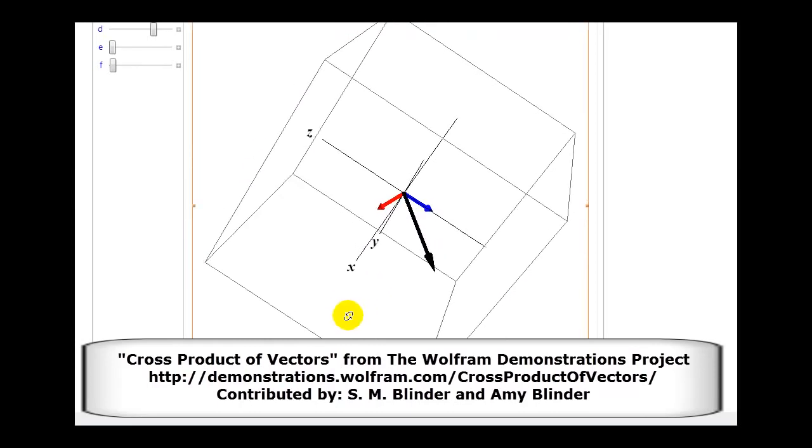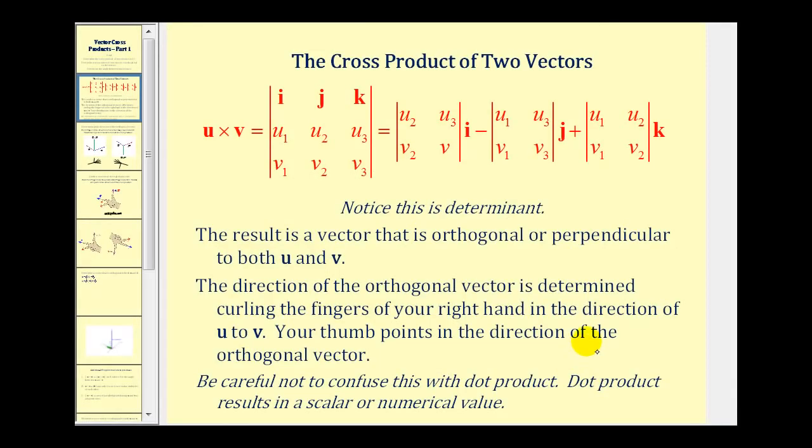Now you might be wondering, why is it that the cross product, or the black vector, points in this direction rather than the opposite direction? That's an important thing to consider. Before we take a look at this in more detail, I want you to be careful not to confuse the cross product of two vectors with the dot product of two vectors. Remember, the dot product results in a scalar or numerical value. However, when we cross two vectors, we get another vector that is perpendicular to both.